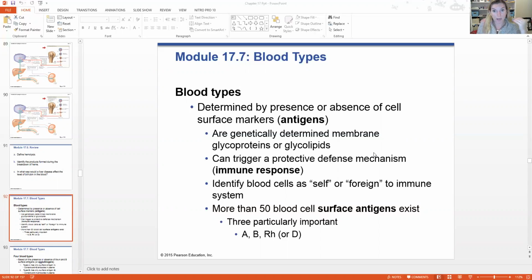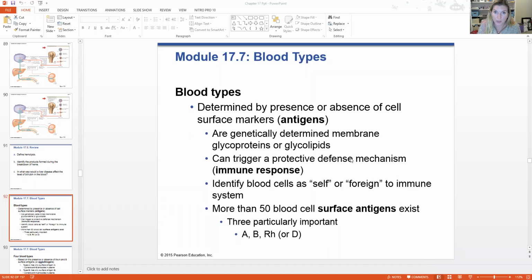Blood types are determined by antigens. As I said, they're those little cellular markers. They're genetically determined, so they are inherited. And these are going to trigger an immune response. So they're basically identifying the blood cell as, yes, I belong here, or no, I don't belong here. So there's actually lots of different surface antigens on our blood cells, but the ones that we are concerned with are the A and the B, and I didn't mention this, but there's also a D antigen. The D antigen is that positive or negative.